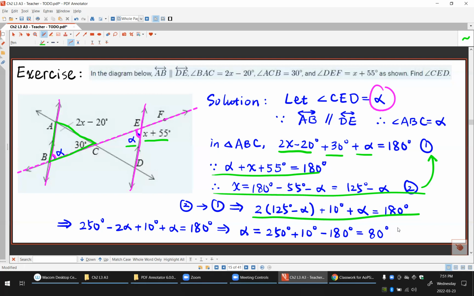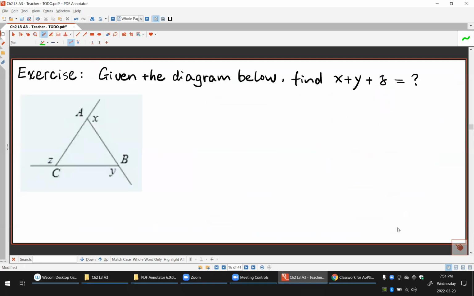Okay, let's see the last question. We're given the following diagram. The task is to find the sum of x plus y plus z. X is this angle. Y is this angle. And z is this angle. Okay, I'll give you 3 minutes to think about this first, okay?